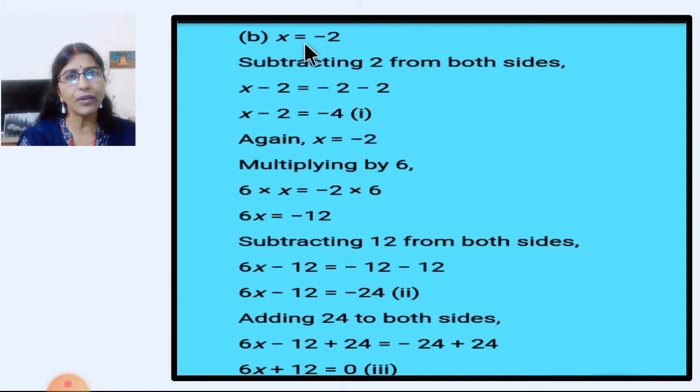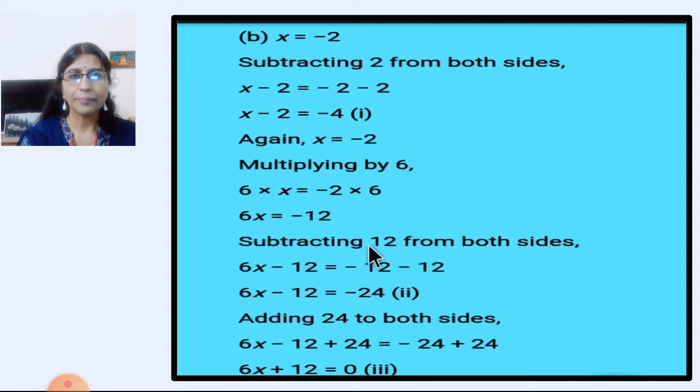Now again if you want, you can take this x equal to minus 2, and then let us use multiplication operation. Multiplying by 6, you can multiply by some other number also. So here it is multiplied by 6. So 6 into x is 6x. Same thing here also you will do on right side. Minus 2 into 6. Then you will get 6x is equal to minus 12. So again this is a new equation.